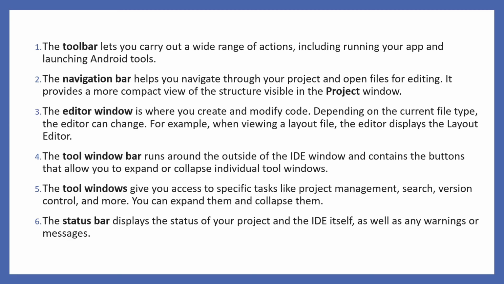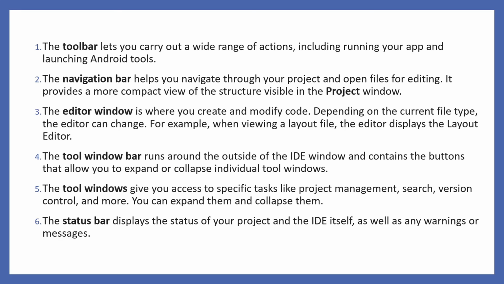The second one is the navigation bar that helps you to navigate throughout your project and open files for editing. It provides a more compact view of the structure visible in the project window. The third one is the editor window, where you create and modify your code. We build our application through the code which we write in the editor window. The fourth one is the tool window bar.